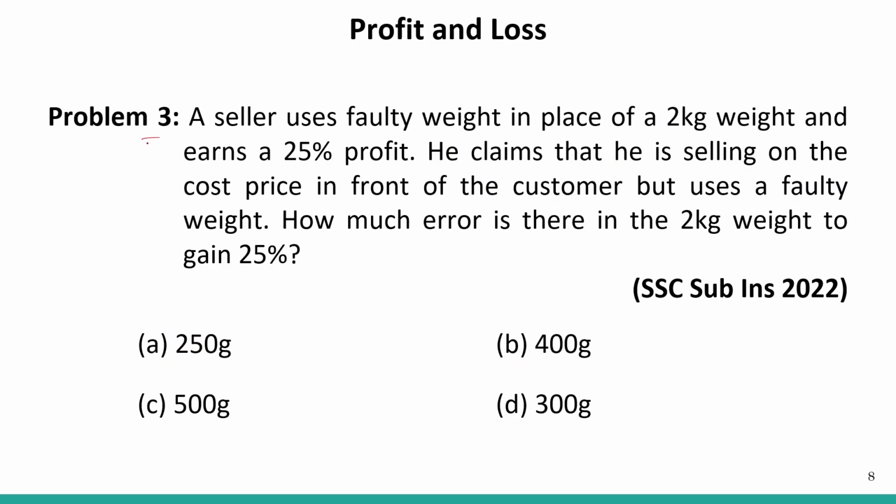So let's see problem number 3. A seller uses a faulty weight in place of a 2 kg weight and earns a profit of 25%. He claims that he is selling at the cost price in front of the customer but uses a faulty weight. How much error is there in the 2 kg to gain 25%? Is it 400 gram, 300 gram, 500 gram or 250 gram? This question appeared in the SSC CGL Sub-Inspector 2022 exam.